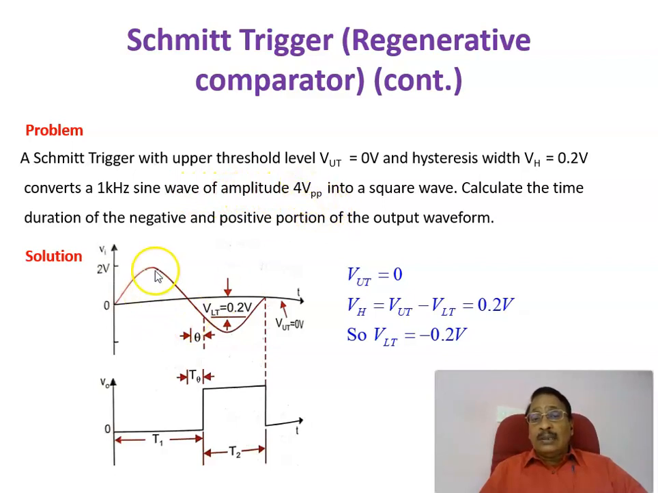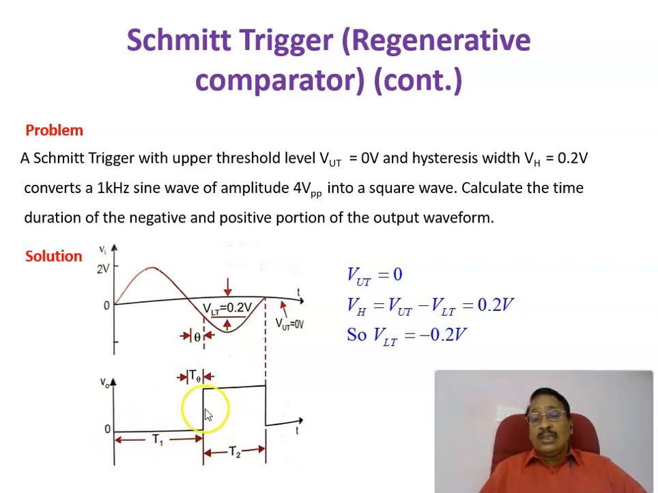of amplitude 4 volt peak to peak. This is the 2 volt, and this is the minus 2 volt. The 4 volt peak to peak input is converted into a square waveform. Calculate the time duration of the negative and positive portion of the output. You are asked to find this duration during minus Vsat, and this is a ground voltage actually.